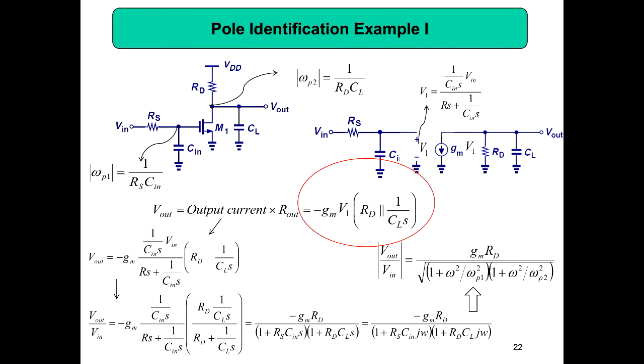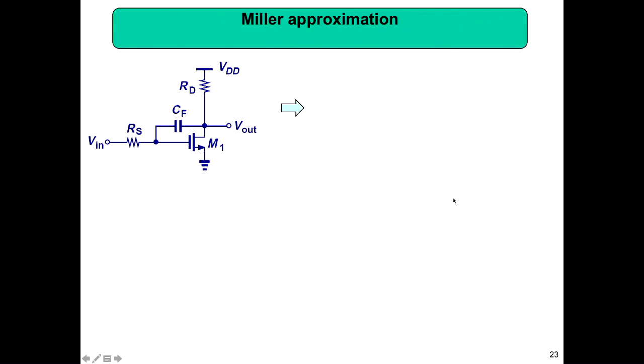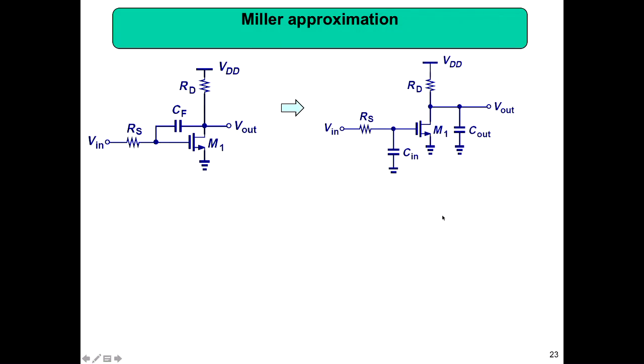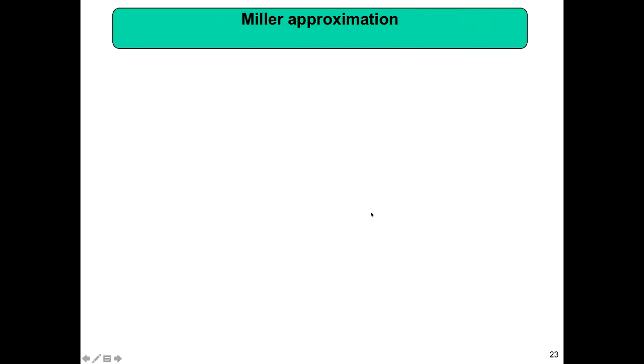Then the pole identification example, which we already discussed in the previous lecture. So what we will be doing is, this is 1 by Rs into Cin, this is equal to 1 by Rd into CL. Then using small signal, we can get what is V out, output current into R out, then this is the expression. So this is what we are discussing. When you find the gain, we are not taking the effect of this 1 by CLs in Miller's theorem. So that is called a Miller's approximation. Here we use the low frequency gain gm Rd, not this value, like what we got here. So that is called a Miller's approximation.